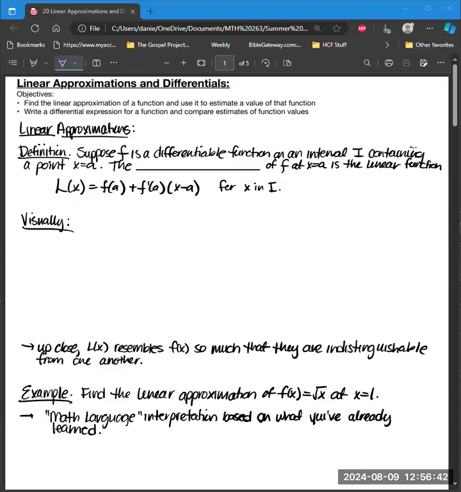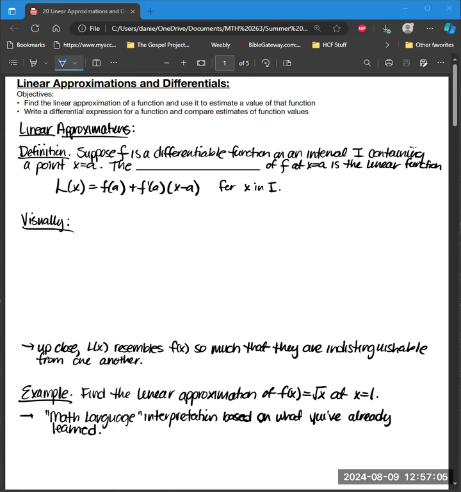In this video, we're going to talk about linear approximations and differentials. Our objectives will be to find the linear approximation of a function and use it to estimate a value of that function, and to write a differential expression for a function and compare estimates of function values. So let's go ahead and define linear approximations.